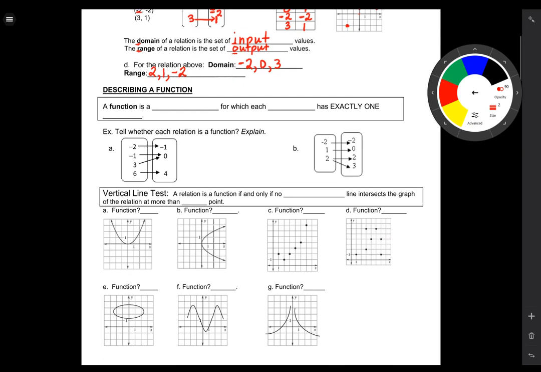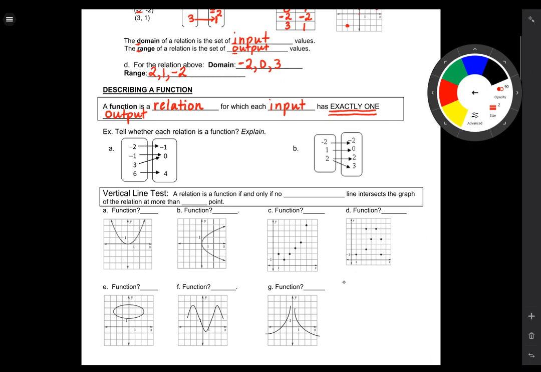Okay, now we're going to go to describing a function. A function is a special type of relation that we just mentioned up above, for which each input has exactly one output. And if you have a highlighter, either highlight it or underline this. Each input gives you exactly one output, not more than one. So tell whether each relation is a function. Explain how you would know.